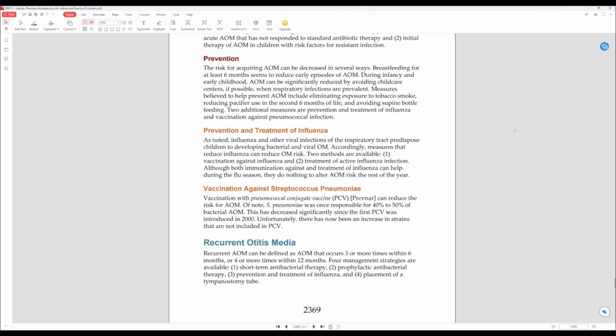So, prevention. The risk for acquiring AOM can be decreased in a couple ways. Breastfeeding for at least 6 months seems to reduce early episodes of AOM. During infancy and early childhood, AOM can be significantly reduced by avoiding childcare centers, and if possible, when respiratory infections are prevalent. Measures believed to help prevent AOM include eliminating exposure to tobacco smoke, reducing pacifier use in the second 6 months of life, and avoiding supine bottle feeding. Two additional measures are prevention and treatment of influenza and vaccination against pneumococcal infection.